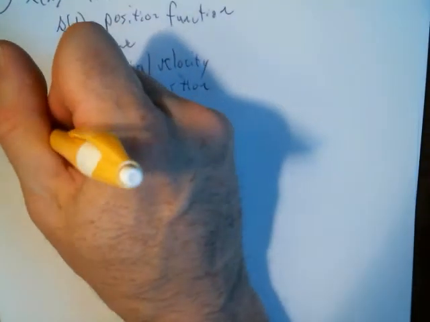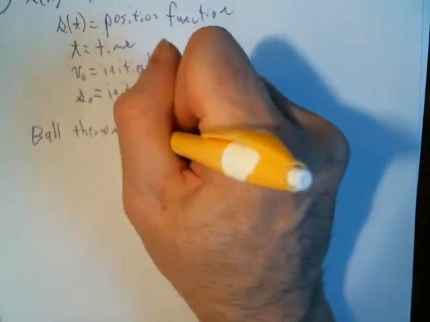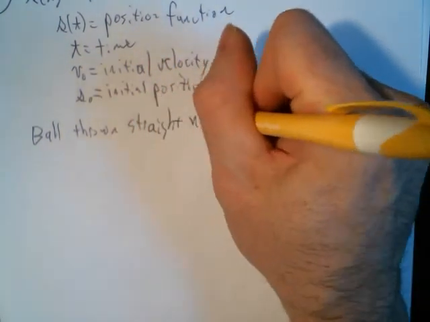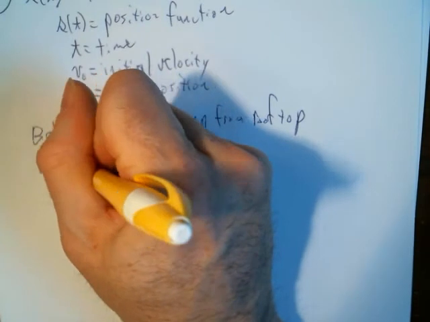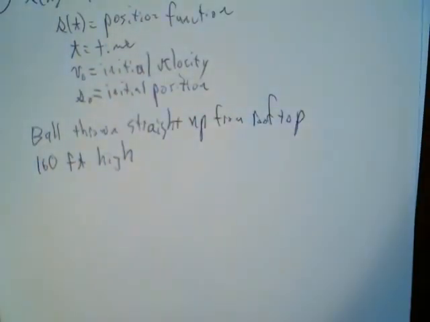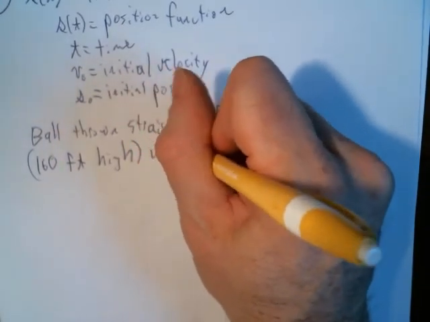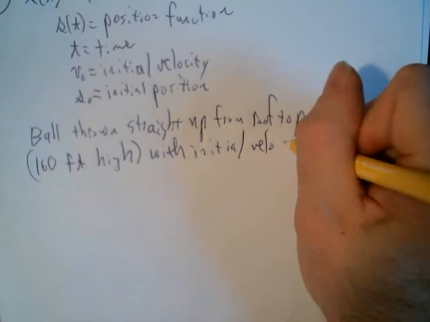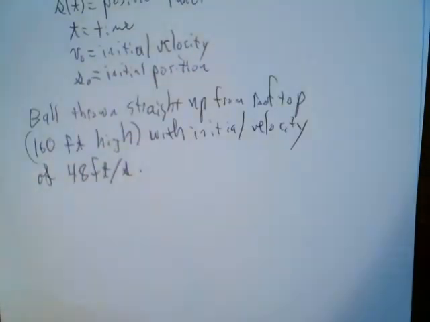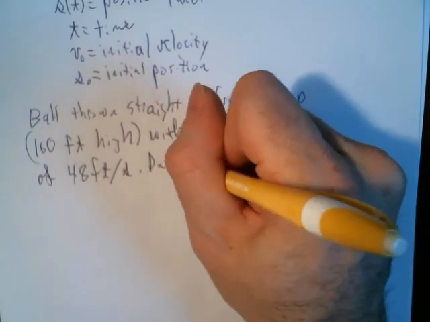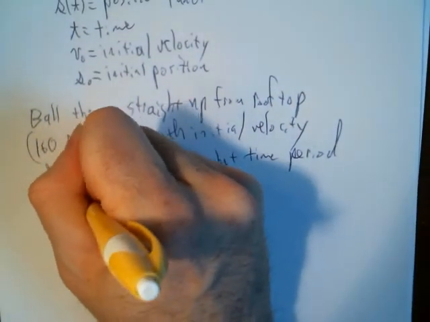Okay, the story problem then: we have a ball that is thrown straight up from a rooftop (160 feet high). So I assume the rooftop is 160 feet high. It's not talking about the ball here. With initial velocity of 48 feet per second. And they want to know during what time period is the ball above the roof.